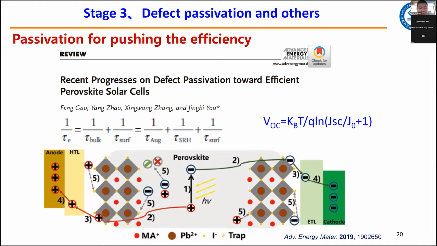So for the device aspects, why is the defect detrimental for the device? Because of the VOC. VOC, the open circuit voltage, is the key parameter for solar cells. This is the J0. J0 is very sensitive to recombination. If the recombination is high, J0 is high, and that leads to a small open circuit voltage. So we need to avoid defect-related recombination.